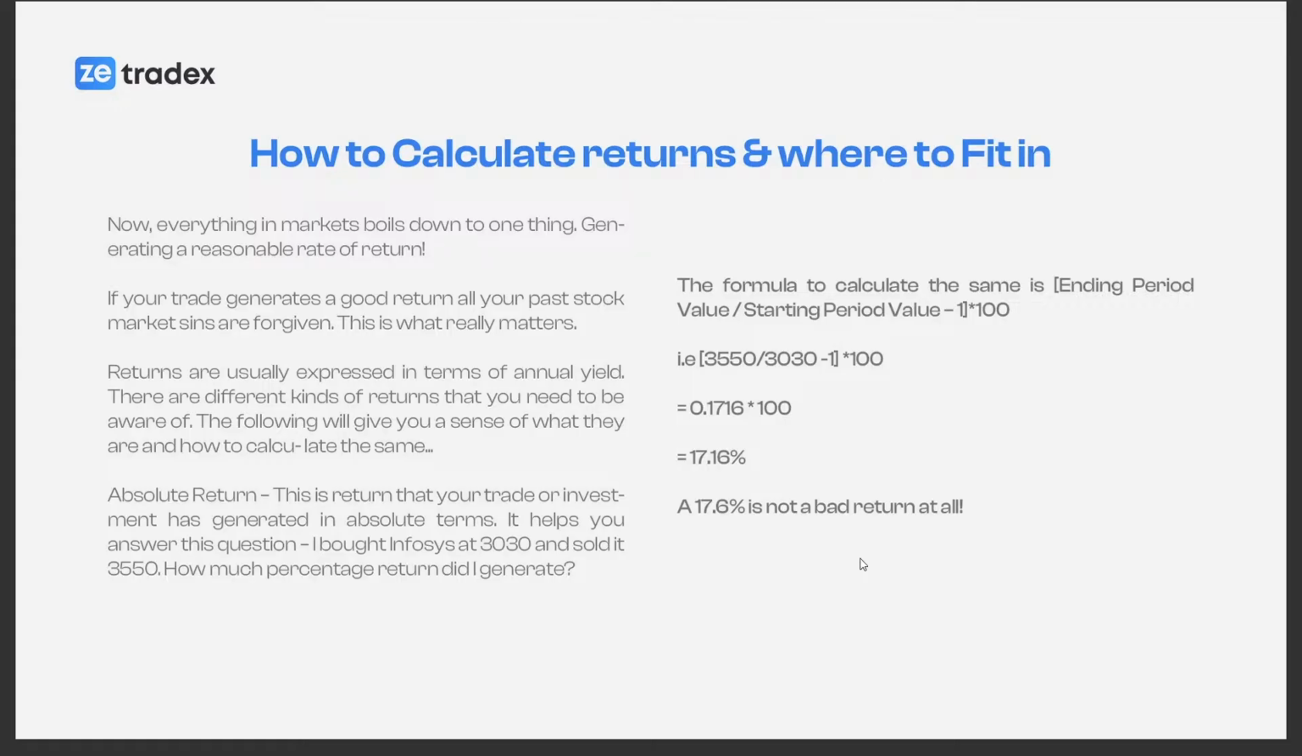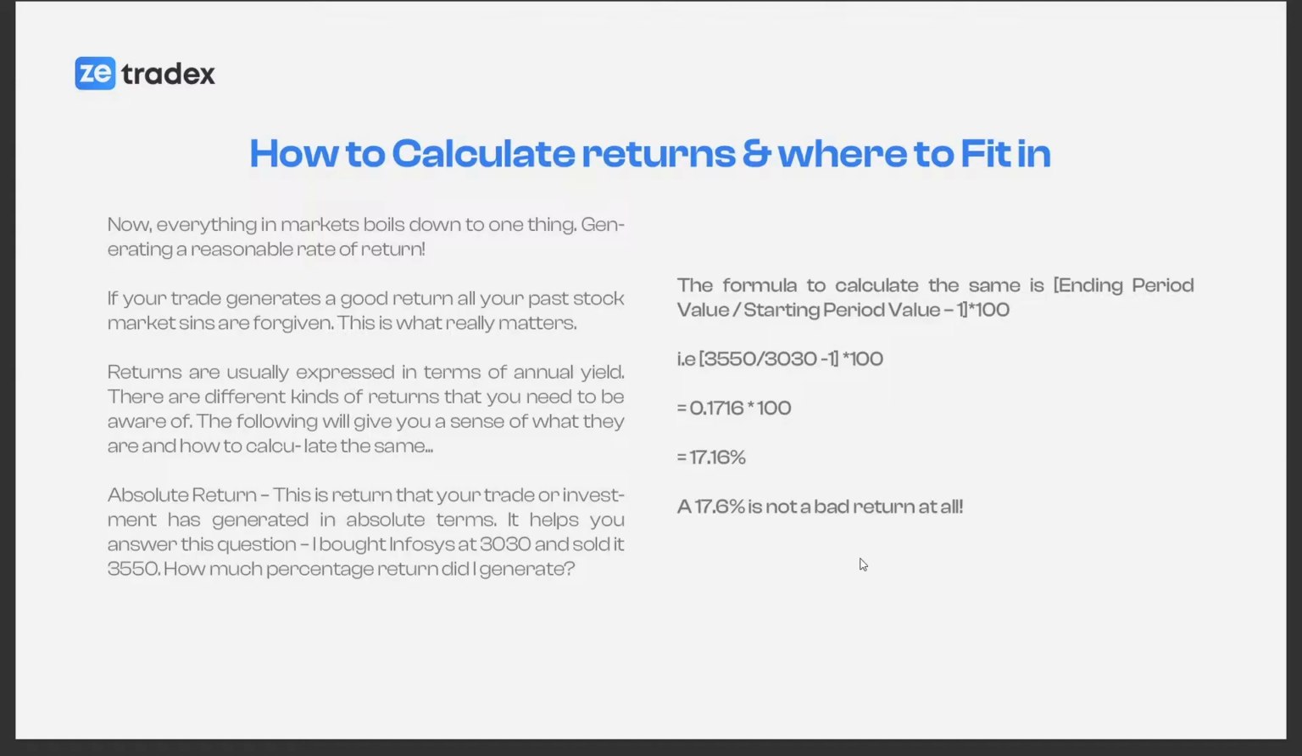Absolute return. This is the return that your trade or investment has generated in absolute terms. It helps you answer the question: I bought InfoSystems at 30.30 and sold it at 35.50. How much percentage return did I generate? The formula to calculate the same is ending period value divided by starting period value, minus 1, multiplied by 100.